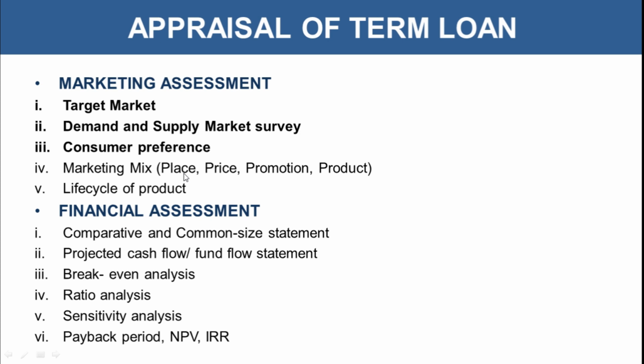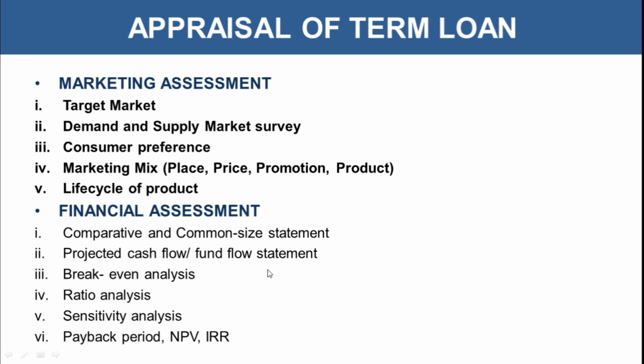The consumer preference in terms of that product, the marketing mix like place, price, promotion and product, and the life cycle of the product: when the product would be at the growth stage, what would be the decline stage, when is the product likely to diminish from the market. All these things need to be assessed, because this would give an idea about the real scenario of the market where the particular business would be growing.